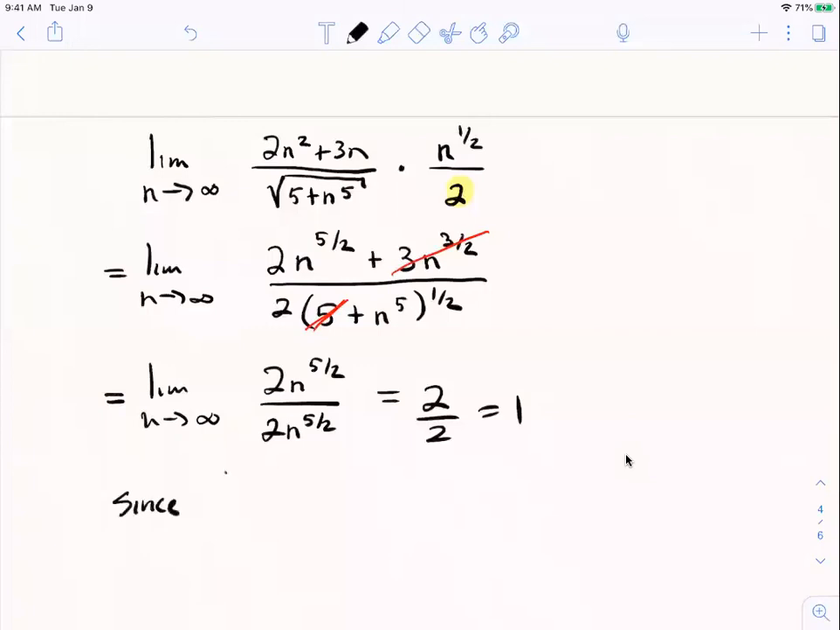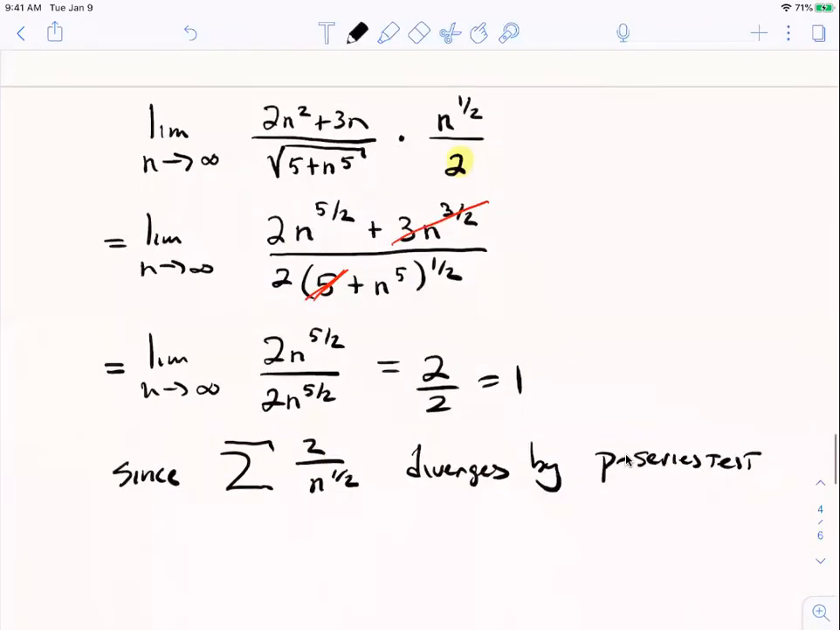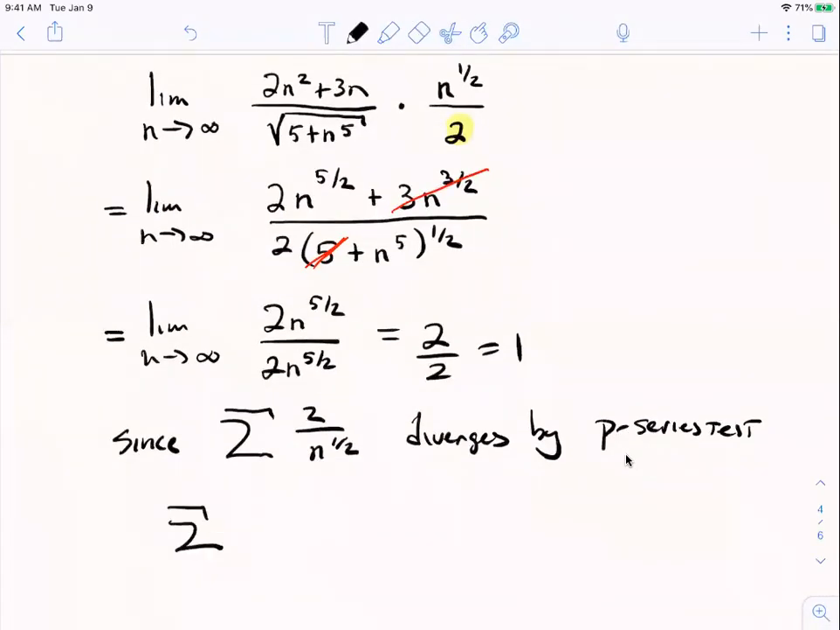So, have you answered the question? The series 2 over n to the 1 half, what does it do? Diverges by the p-series test. Then our series, the sum of 2n squared plus 3n over the square root of 5 plus n to the 5th, diverges by the limit comparison test.